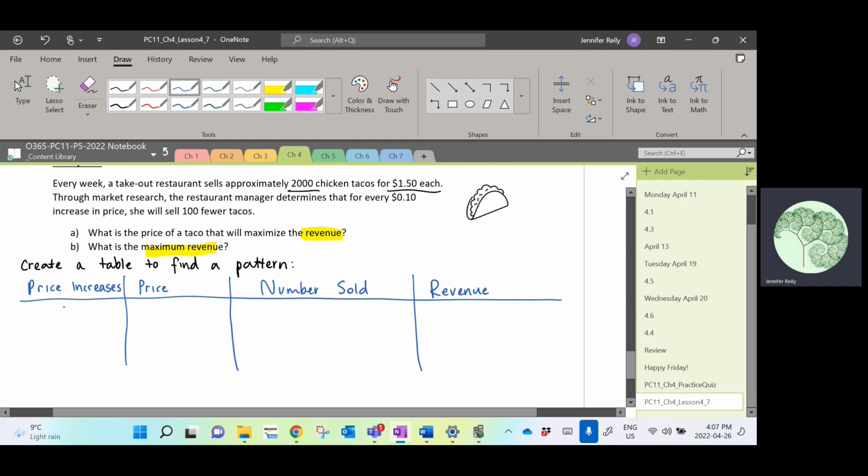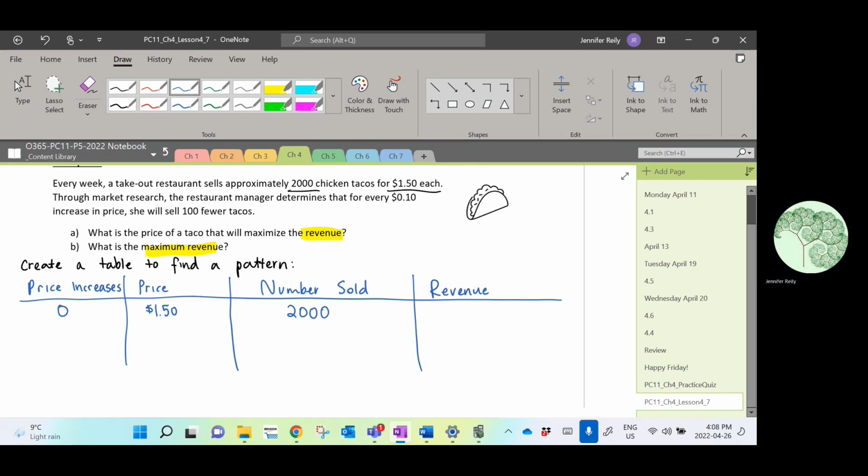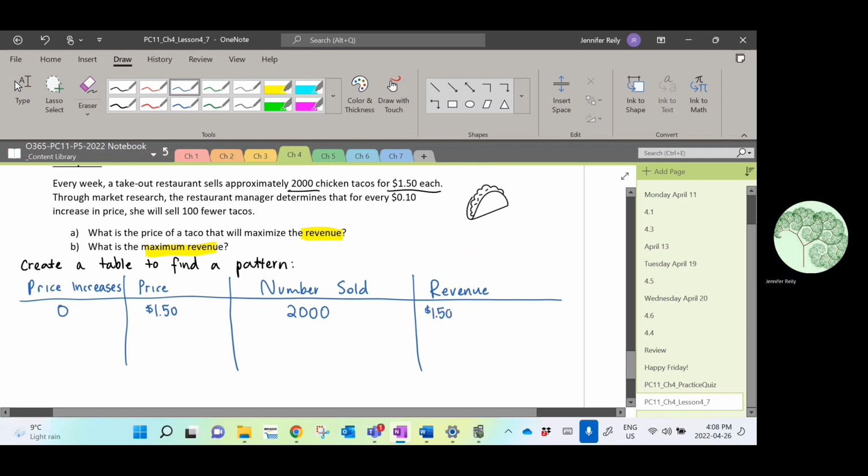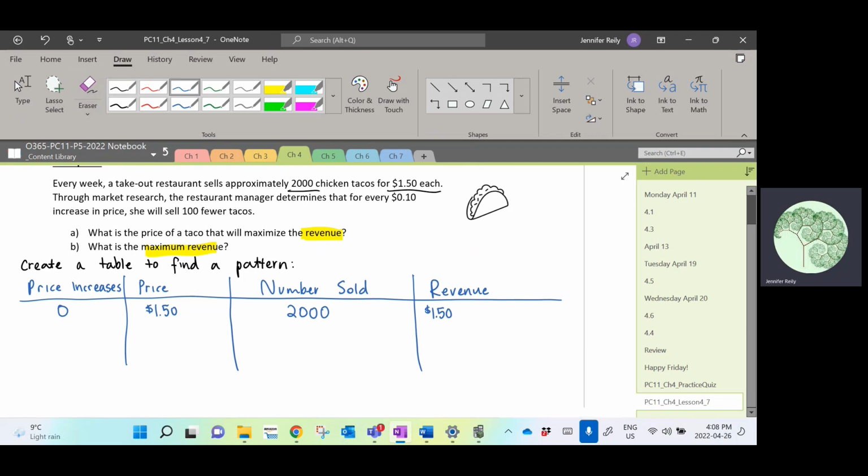Okay, so if I have no price increases, if I just keep everything the same, the price we're selling at right now is $1.50, and we're selling 2,000 tacos. And the way you calculate the revenue is you just go $1.50 for every taco times 2,000 tacos. So $1.50 times 2,000. Actually, you know what? I'll use a dot for multiplication so it doesn't look like an X.